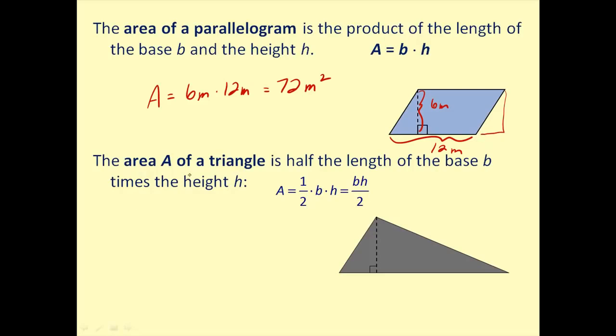And next, we have the area of a triangle. The area is half the length of the base times the height, or base times height divided by 2. Remember, dividing by 2 is the same as multiplying by 1/2.